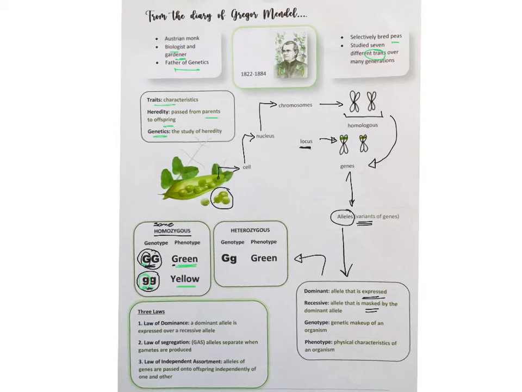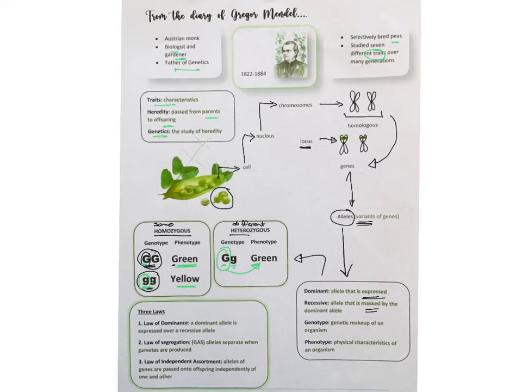In the case of heterozygous, or mixed breed, or hybrid, is where you have different alleles. So in this case we have a dominant allele and a recessive allele making up the genotype, so the genetic makeup of the pea. Because there is a dominant allele present, it will mask the recessive allele, and so the phenotype, the physical characteristic of the pea, will be green.